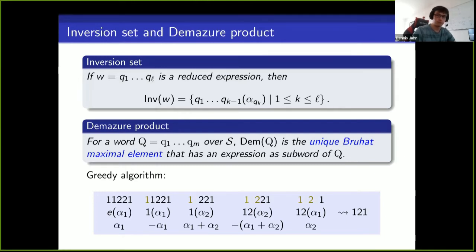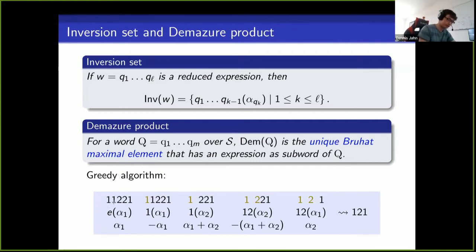We also need the Demazure product. If we have a word over S, not necessarily reduced, then the Demazure product of that word is defined as the unique Bruhat maximal element that has an expression as a subword of Q. You might be more familiar with another definition of the Demazure product, and this is usually given by some kind of greedy algorithm where you go through this word from left to right, and for each generator you look if you go up in Bruhat order or down, and if you go up you take it for the reduced word, and if you go down you do not take it.